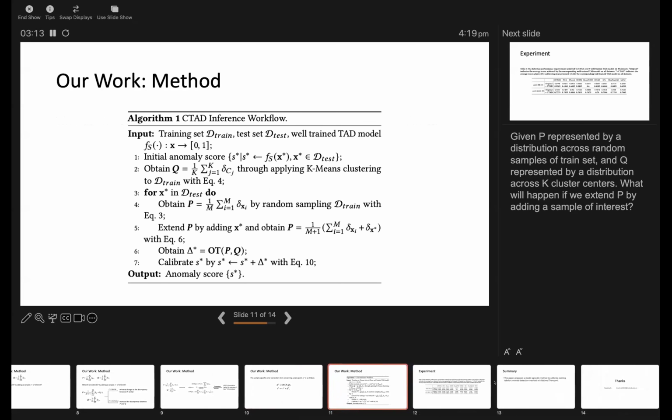This is our overall algorithm, given any well-trained TAD model. Our CTAD method is model agnostic, and it requires no training time. It requires only inference time. First, we obtain distribution Q across K centers, and then for each X star from the test set, we obtain a distribution P and extend P by X star, then calculate delta star by computing the optimal transport distance between distributions P and Q. And then we use delta star to calibrate the original anomaly score S star.